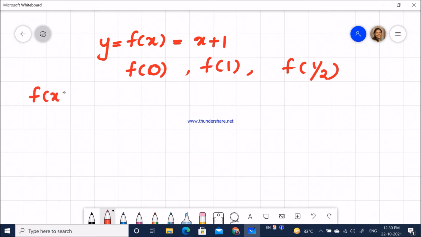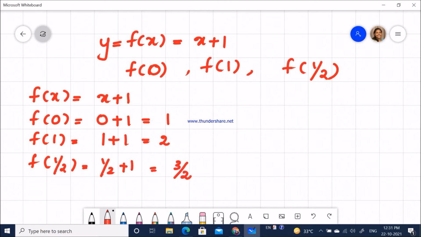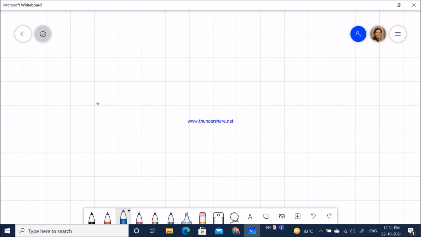Okay, so at first we'll write f of x is equal to x plus 1. When we are asked to find f of 0, substitute the value of 0 over here. So we get the value as 1. Then if we are asked to find f of 1, substitute the value of x as 1. So 1 plus 1 is equal to 2. Then if it is f of half, it means half plus 1, which is 3 by 2.